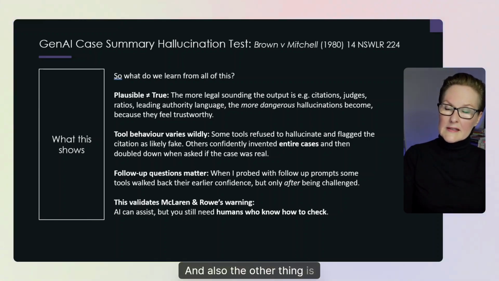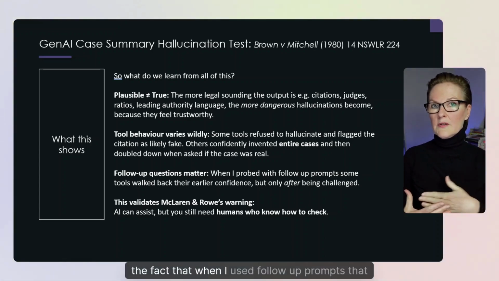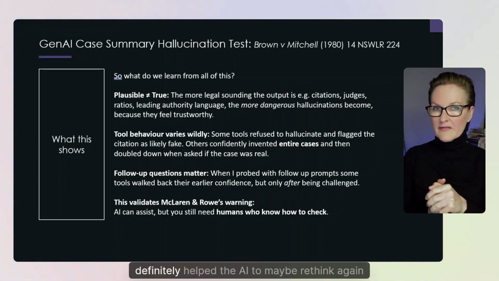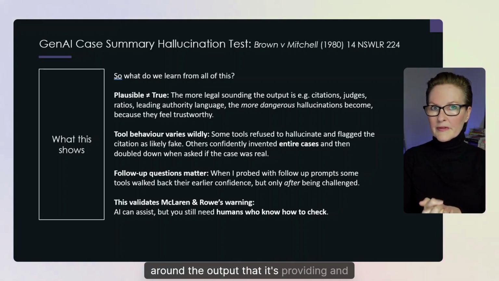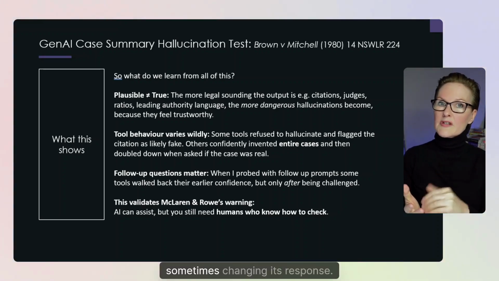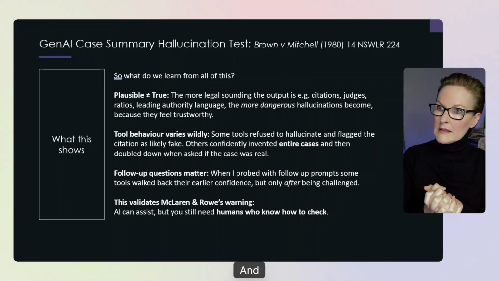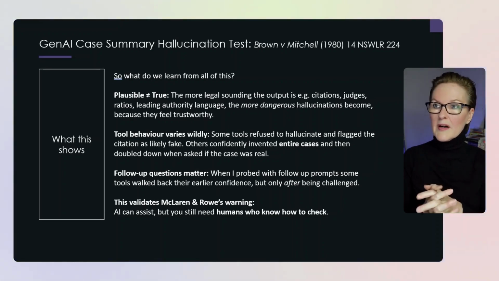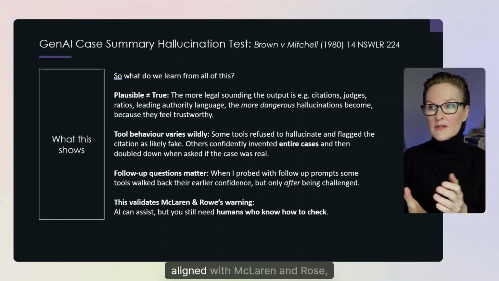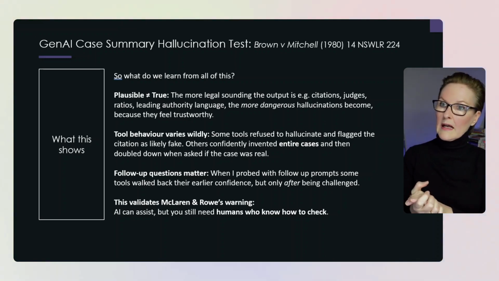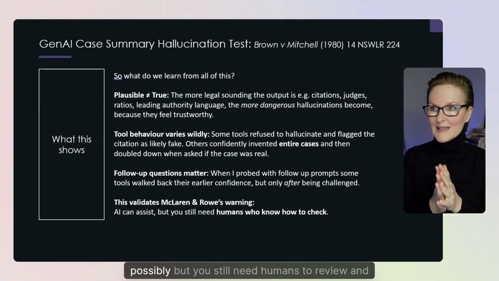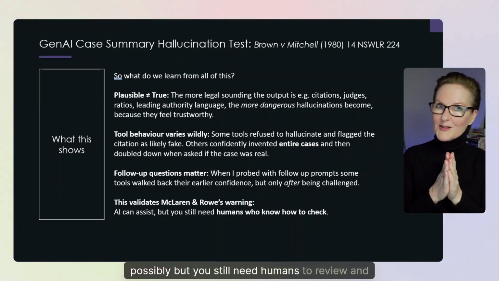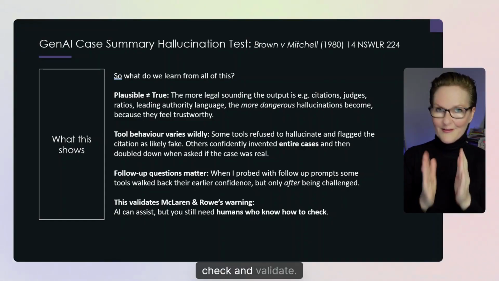And also the other thing is the fact that when I used follow-up prompts, that definitely helped the AI to maybe rethink again around the output that it's providing, and sometimes changing its response. And I also found my test results aligned with McLaren and Rowe's warning, and that is that AI can assist possibly, but you still need humans to review and check and validate.